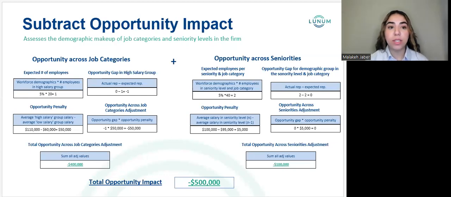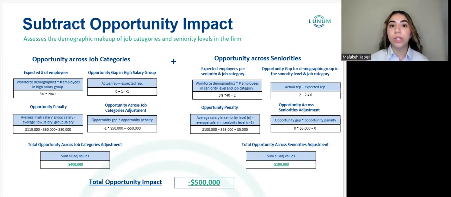Our next step is to subtract the opportunity impact. When we're talking about opportunity, we're essentially assessing the demographic makeup of the firm, but within the various job categories and seniority levels of the firm. So recall earlier I mentioned, let's say state Z has 10% white females. And then I said for diversity, we'd like to see that there's 10% white females within the firm. Well, now that we know, regardless of if they do or don't, we'd also like to see that at each job category and seniority level, there's also 10% white females.